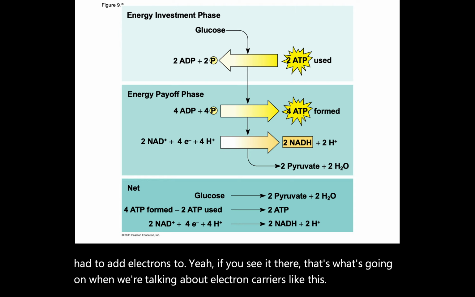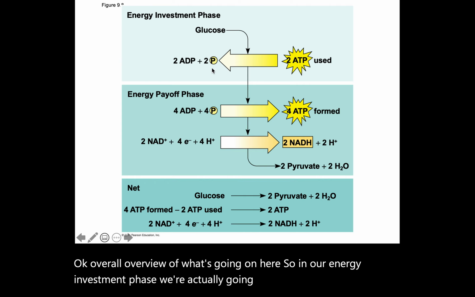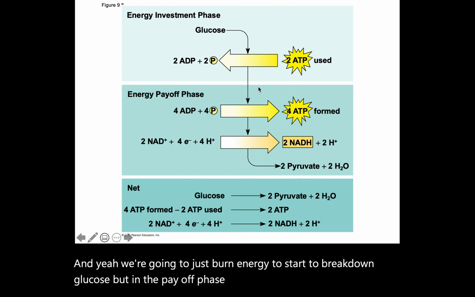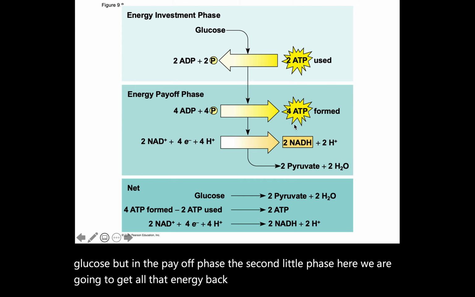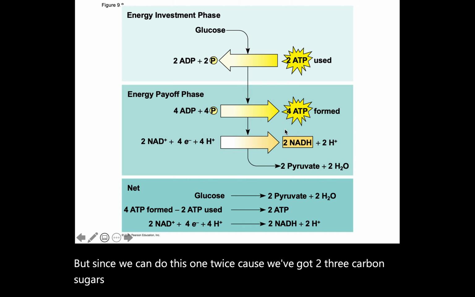Okay, overall overview of what's going on here. So in our energy investment phase, we are actually going to use up 2 ATP molecules. And yeah, we're gonna just burn energy to start to break down glucose. But in the payoff phase, the second little phase here, we are going to get all that energy back and then some. So we lost 2 ATPs, but since we can do this one twice, because we've got 2 3-carbon sugars here, we actually get 4 ATPs back, so it covers our losses and adds 2 more.